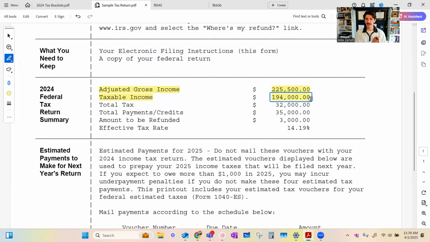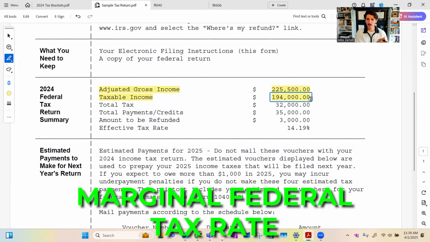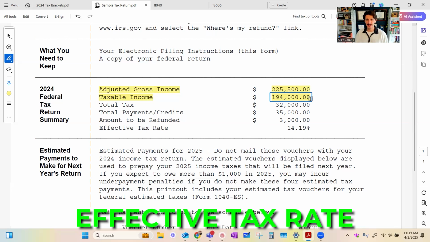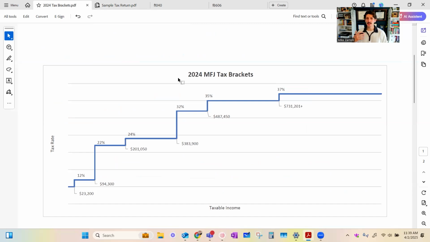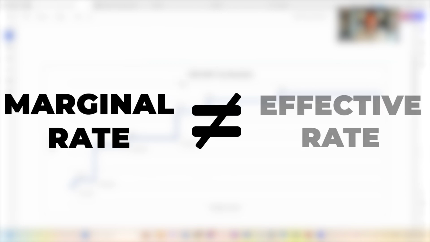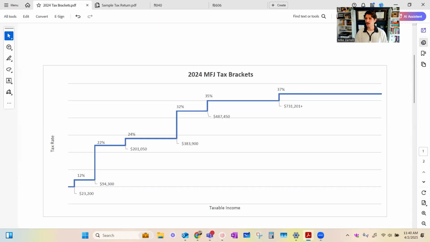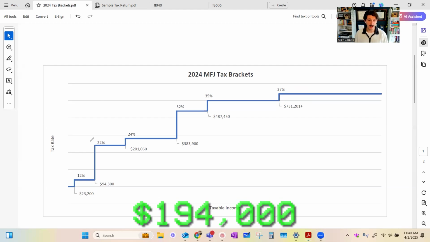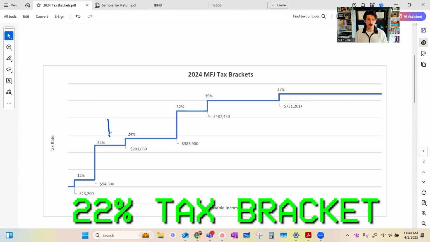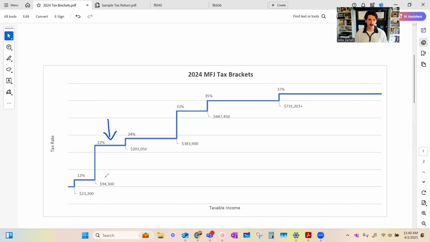Next up, we've got to understand the marginal federal tax rate we paid and then the effective tax rate we paid. To illustrate this, I'm going to show you a graphic that demonstrates how the US tax system works. It's a progressive tax system, meaning not every single dollar is taxed at the same rate. So for example, I'm going to just draw a little bit here. If you had $194,000 of taxable income, that would put you in the 22% tax bracket, in between 200,000 right here and in between 94,000.